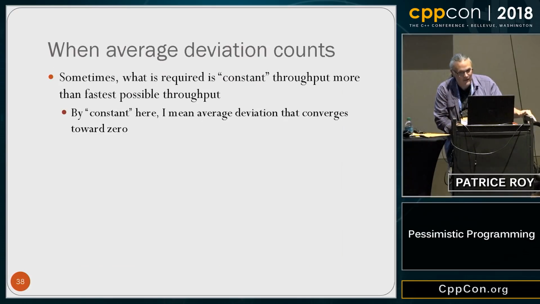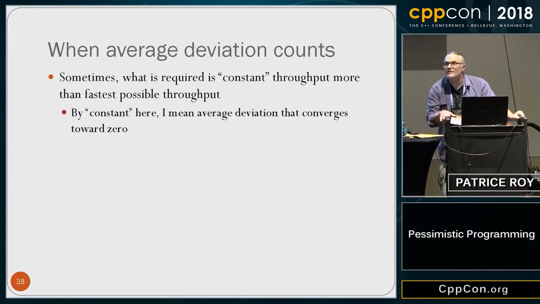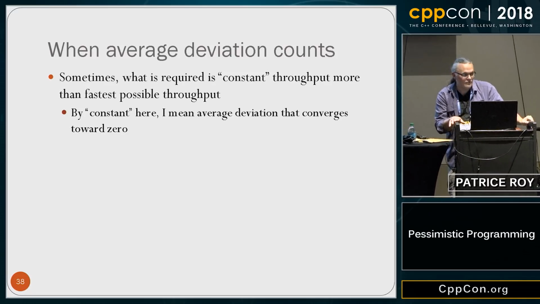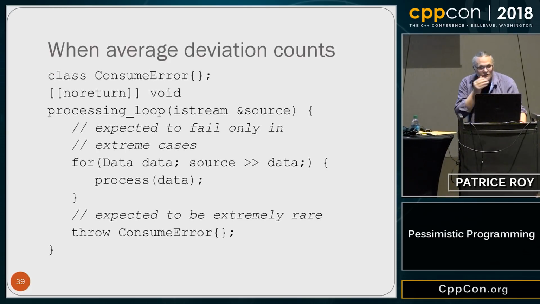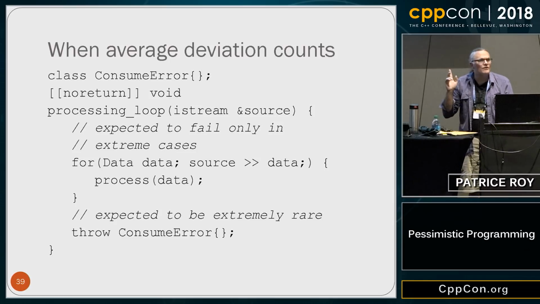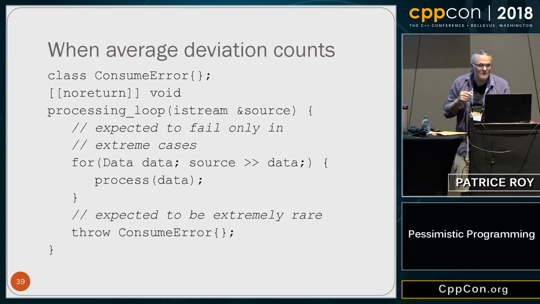It does look good, doesn't it? And sometimes what you want is something more constant. You want a throughput that's stable, more than fast or slow, so something that is almost the same in all cases. So I wrote this function that is no-return: it cannot exit through a return, but can exit through an exception if something bad happens.